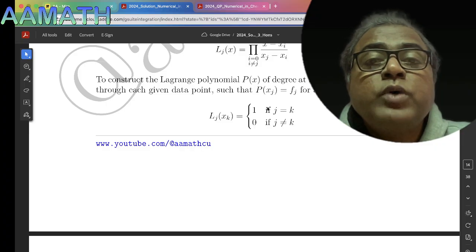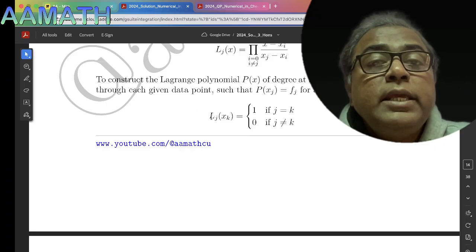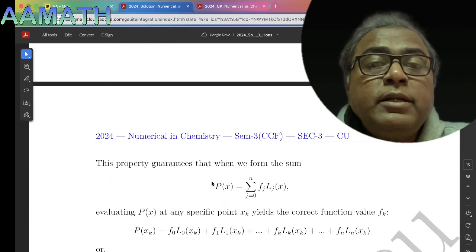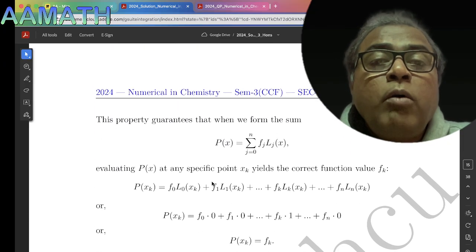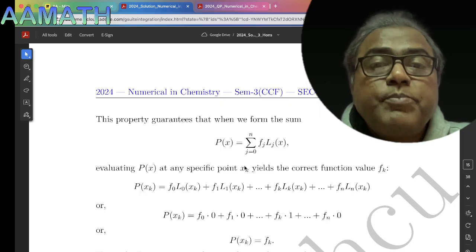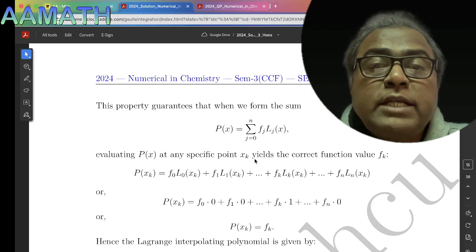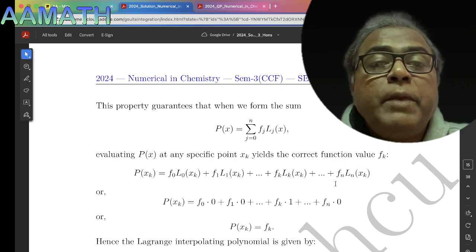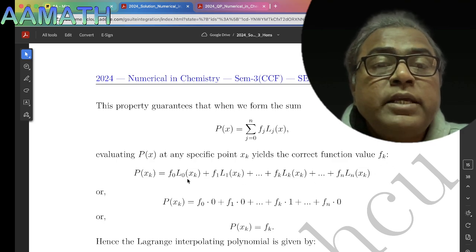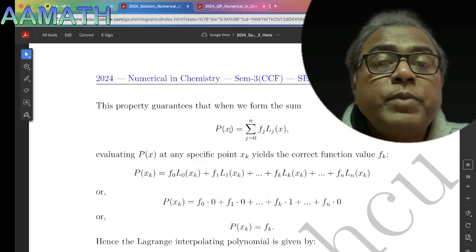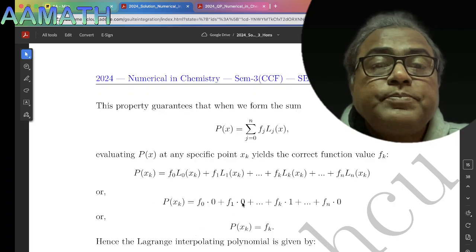So L1(x1) is 1, L2(x2) is 1, but L1(x2) is 0. This property guarantees that when we form the sum P(x) equal to this, evaluating P(x) at any specific point xk yields the correct function value fk. So P(xk) equals, putting the point xk in place of x, we get this.